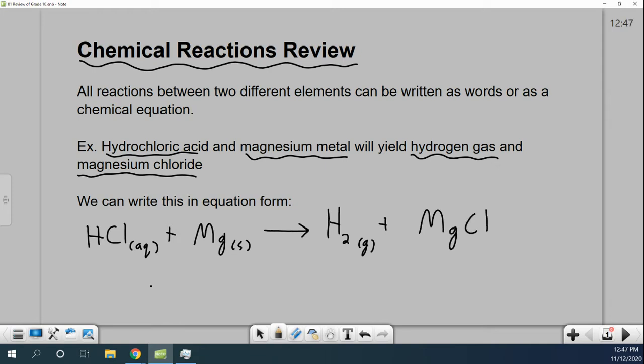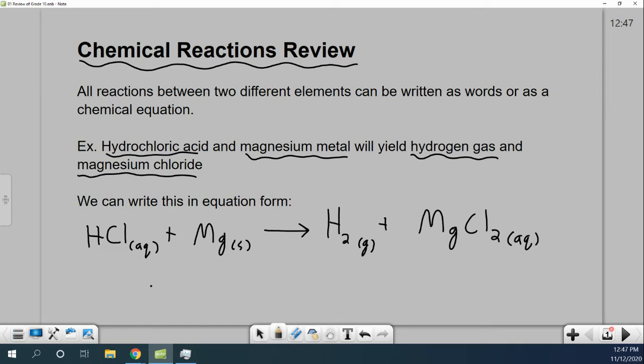Magnesium and chlorine. Magnesium's got a +2 charge. Chlorine's got a -1 charge, so that would balance it. There we go. Oh, and magnesium chloride. I believe that's soluble, so I'm going to say aqueous. I'd have to double check. So that would be the word equation written in symbolic equation form.